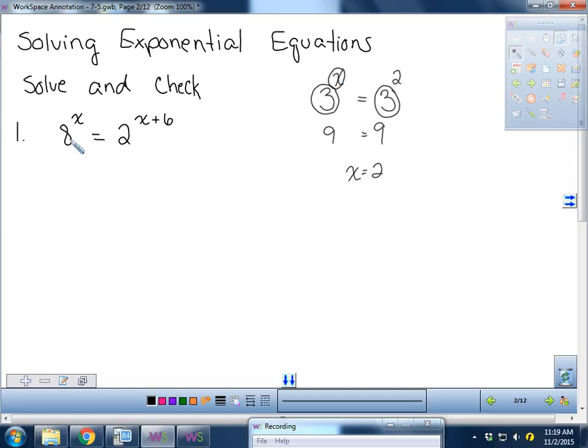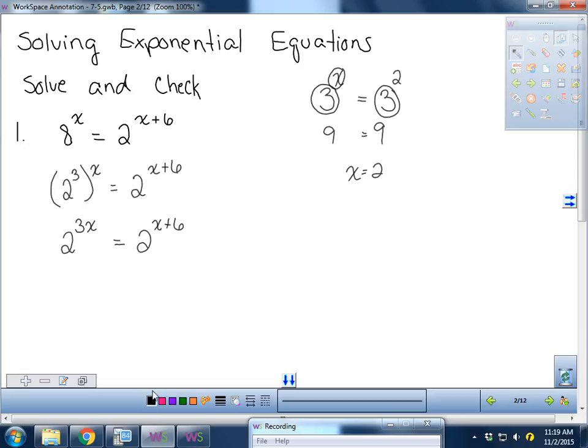Okay? So I need to think about a way that maybe I could write these with the same base. So I have to think, well, can I write 8 with a base of 2? Well, if I say 2 to the third power, that is the same thing as saying 8. 2 times 2 times 2 is 8. I still have to remember to put the x on the outside there. This already has a base of 2, and that's raised to the x plus 6. So now I have a power raised to a power, so I would multiply those. So this is really 2 to the 3x is equal to 2 to the x plus 6.